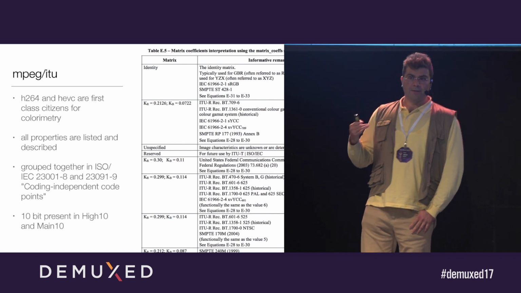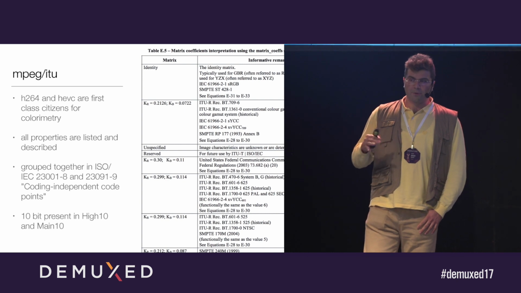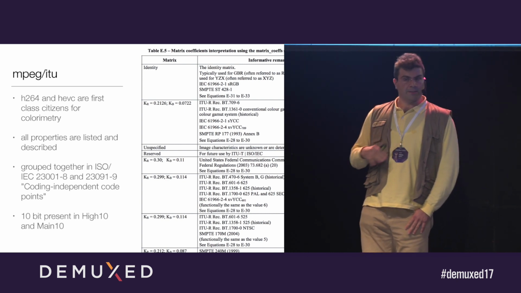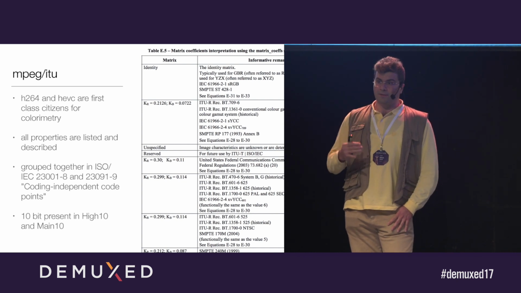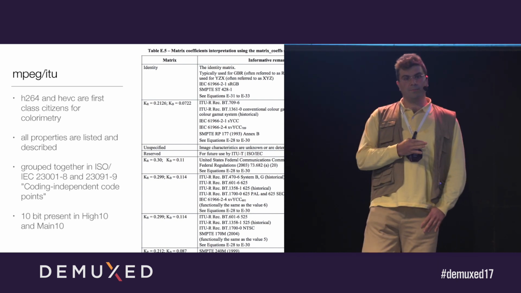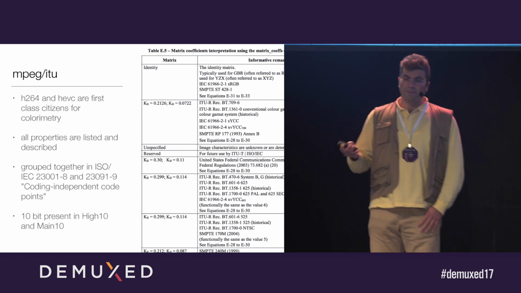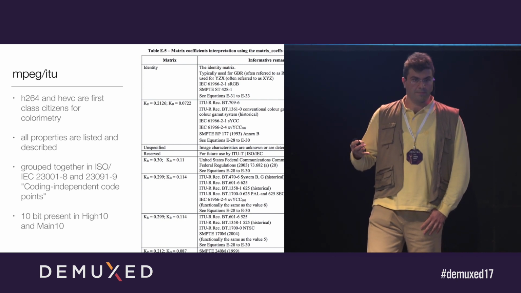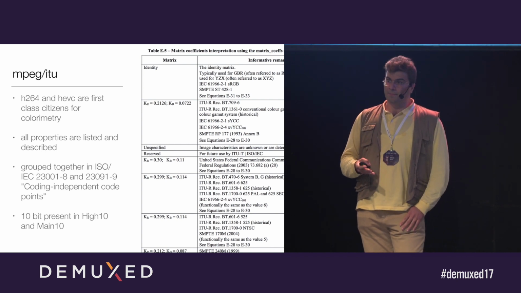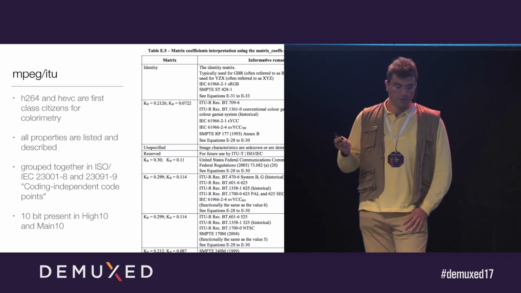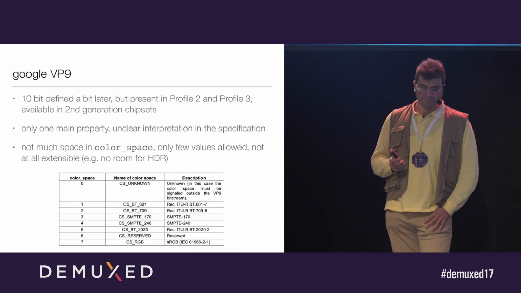They define all three and more properties. All properties are clearly defined. Everything is very well explained. And they are so good that they ripped out this portion of the video specification and moved it to a separate standard called coding independent code points, in which they offer an overview of all the possible values that you can find in these codecs. And of course, 10-bit is present in both standards.